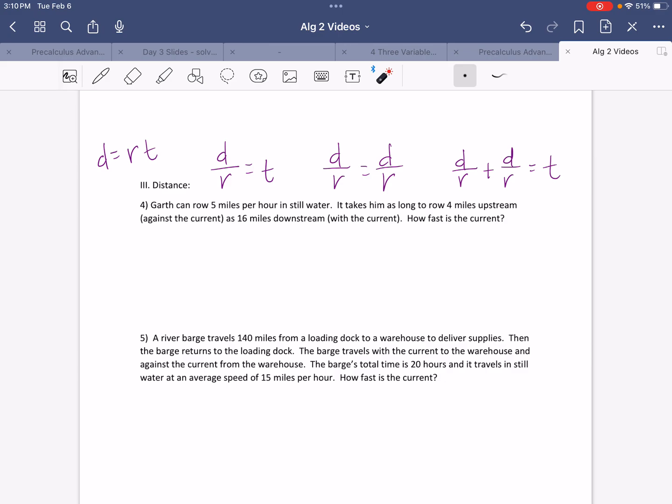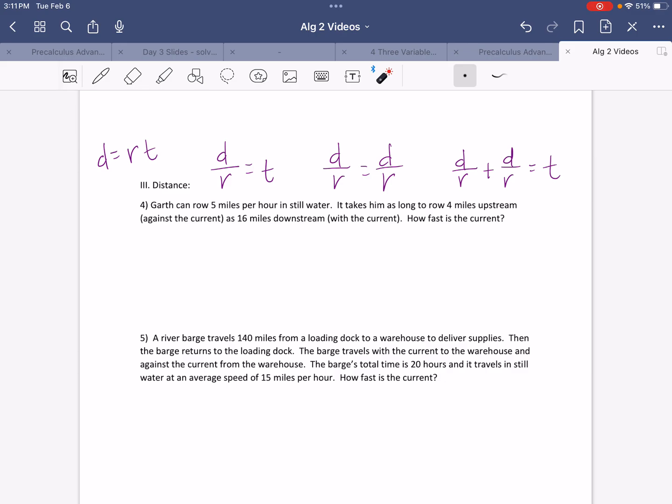So let's look at number 4. Garth can row 5 miles per hour in still water. This means without any help if the water is completely still. It takes him as long to row 4 miles upstream against the current as 16 miles downstream with the current. How fast is the current?